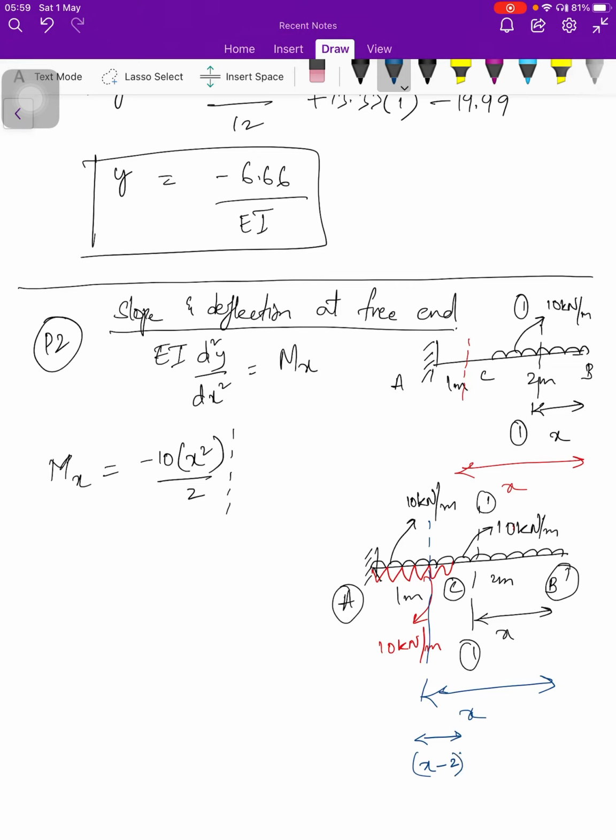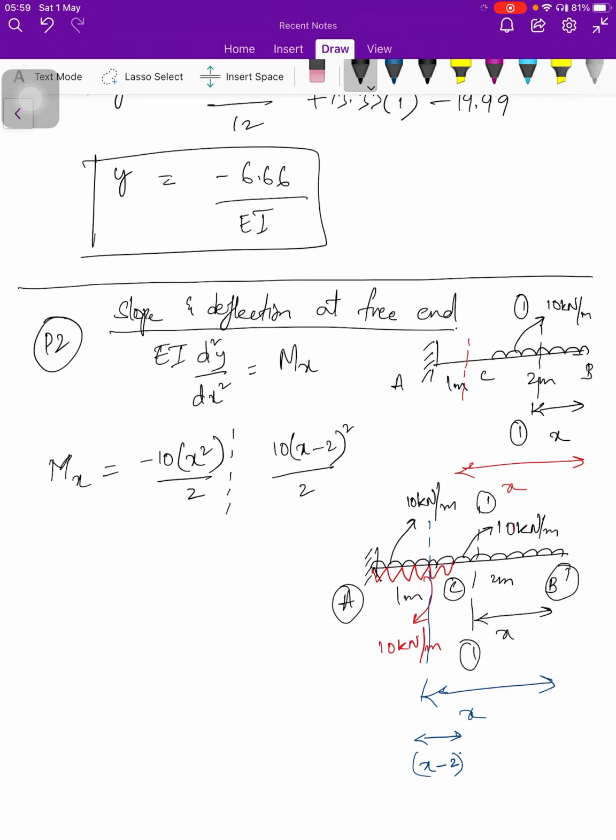Alright, it is x minus 2. This is the UDL you have. So the moment of this UDL will be 10 into x minus 2 whole square by 2. See the sign here, it should be positive.